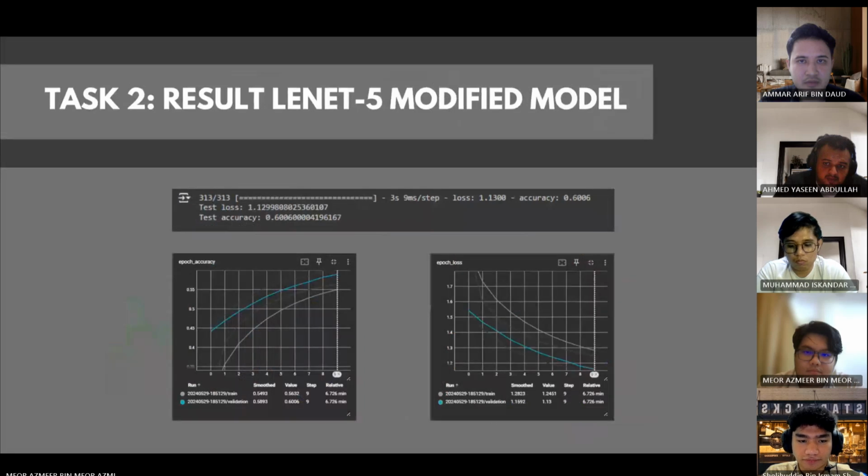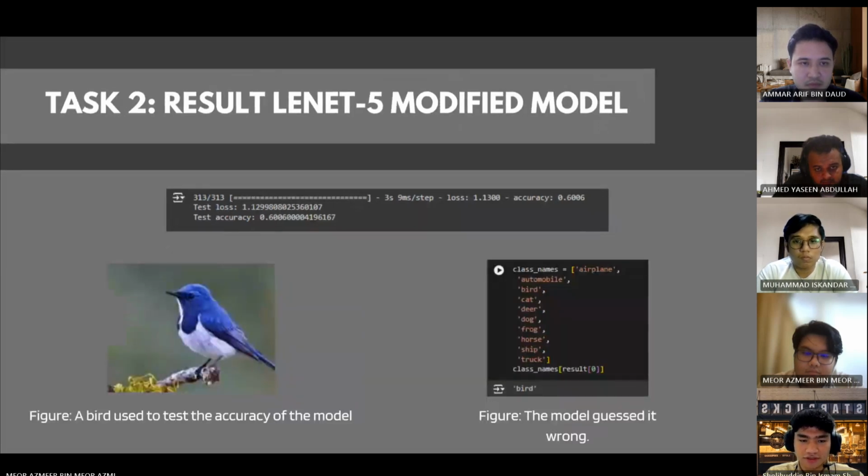This is the last one, the LeNet-5 modified model. The total loss is quite high compared to the previous one, and the accuracy is getting lower. This model can guess the picture correctly, but there is a lot of difference in the test.